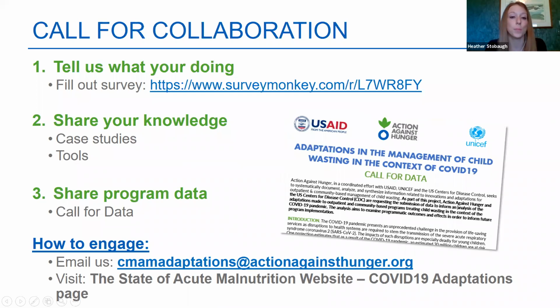So this effort will not be successful unless we have collaboration from as many implementing partners as possible. So we are calling people to tell us what you're doing. What is your organization doing on the ground in terms of adapting protocols around the management of wasting? And we have distributed a survey for you to do that. To share your knowledge, if you have case studies or innovations that your organization has implemented or tools that you may have created, share that with us and we'll disseminate it widely for everyone to learn from.